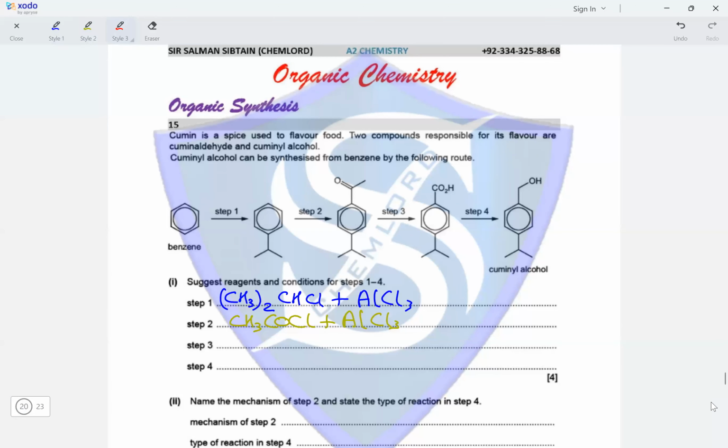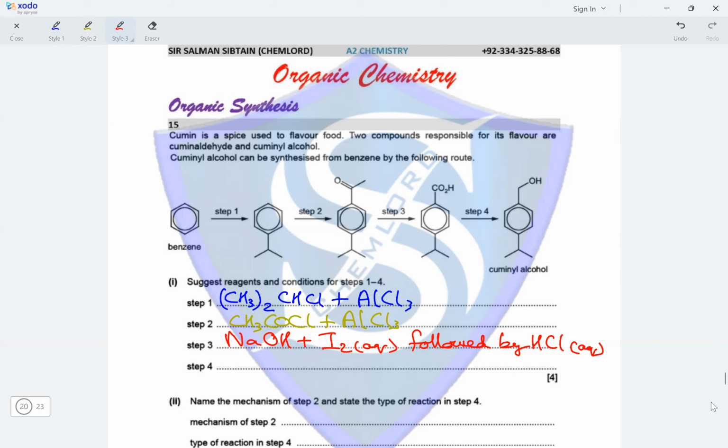In step 3, we would have NaOH and iodine, alkaline aqueous iodine, reacting, and when the product has formed, the product will be converted into the carboxylic acid by reacting with aqueous HCl. If aqueous HCl is not added, it wouldn't be COOH, it would be COO minus Na plus that would have been formed because NaOH is part of the reaction.